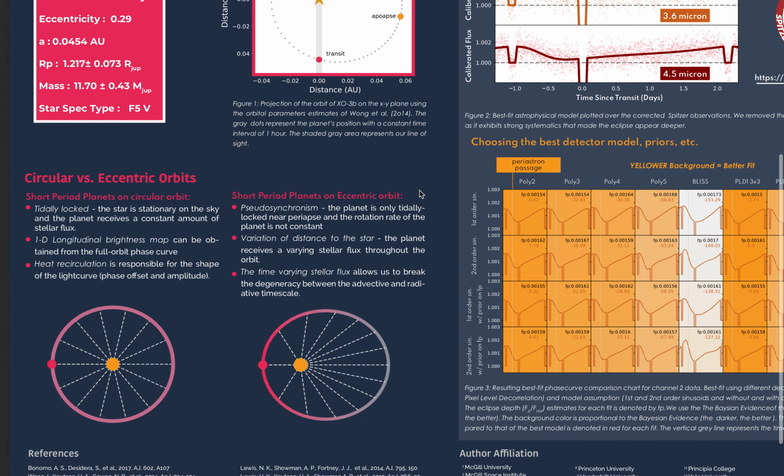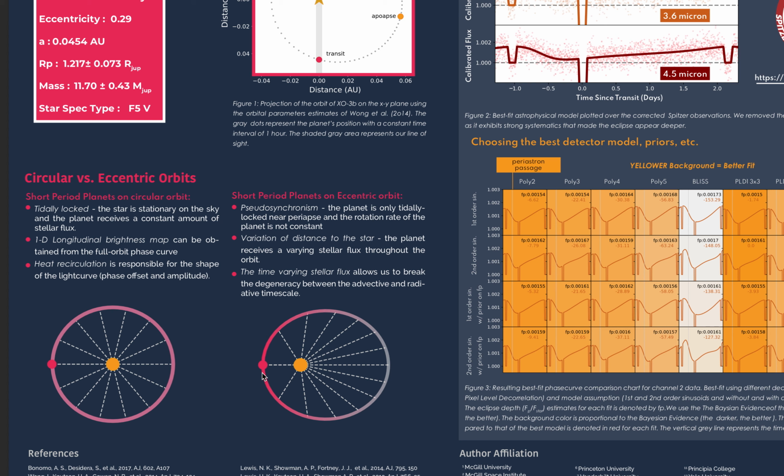So here is an overview of what we can learn from the phase curve of hot Jupiters and how it's different for hot Jupiters on circular orbits and eccentric orbits. For hot Jupiters on circular orbits, they receive a constant amount of stellar flux, and they are thought to be synchronously rotating, which means that if we observe a full orbit phase curve, we can get a longitudinal brightness profile for the planet and insights on how effectively the atmosphere of the planet is redistributing heat all across the planet. For planets on an eccentric orbit, they are not tidally locked, but they experience what we call pseudosynchronism.